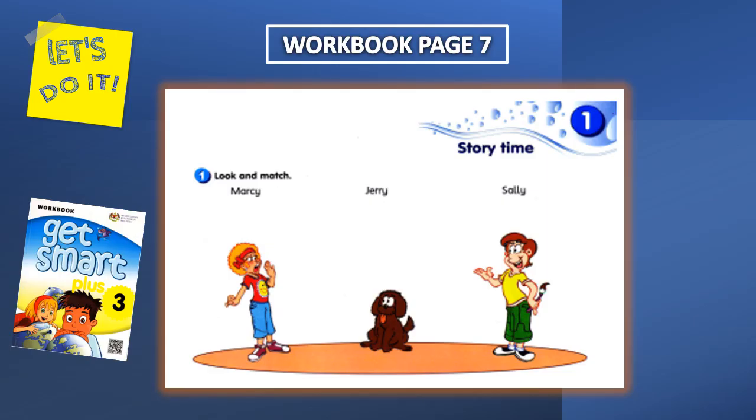It's time to do some exercises. Get your workbook now and turn to page 7. Look at activity 1. Look and match. You just have to match which one is Marcy, which one is Cherry, and which one is Sally. You just have to draw the line to match, okay?